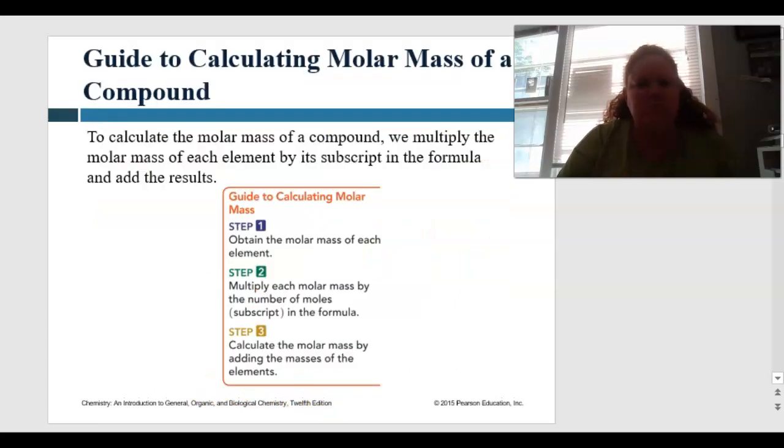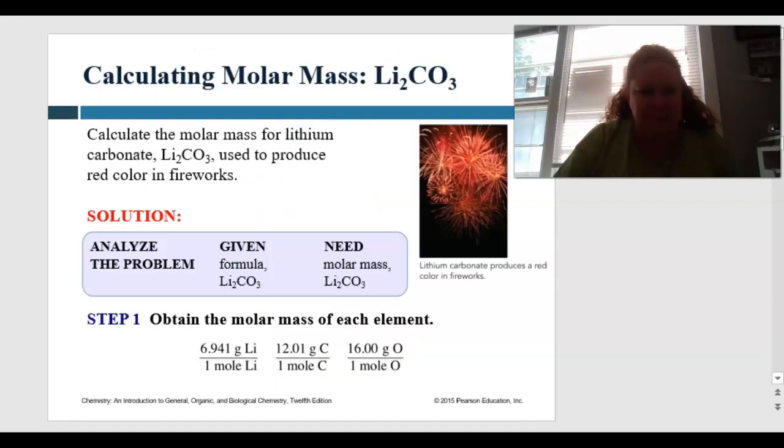So here's our handy little guide. We obtain the molar mass of each element, multiply each molar mass by the number of moles in the subscript of the formula, and then calculate the molar mass by adding the masses of the elements together. Let's calculate the molar mass of lithium carbonate, which, for a fun fact, is used to produce the red color in fireworks.